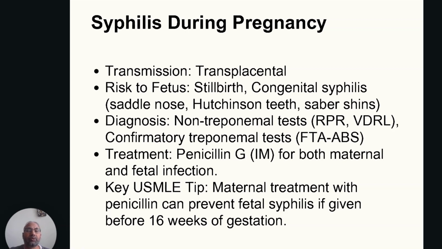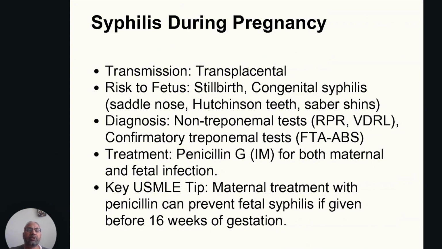One is the saddle nose. Saddle nose is, as the term suggests, like a saddle on a horse or a camel you have seen. The nose is shaped like that. Then Hutchinson teeth: the teeth are smaller than in normal babies or normal people. And saber shins: the shin, which is the lower part of the leg, is very sharp, like a saber. So these are the three features of congenital syphilis.